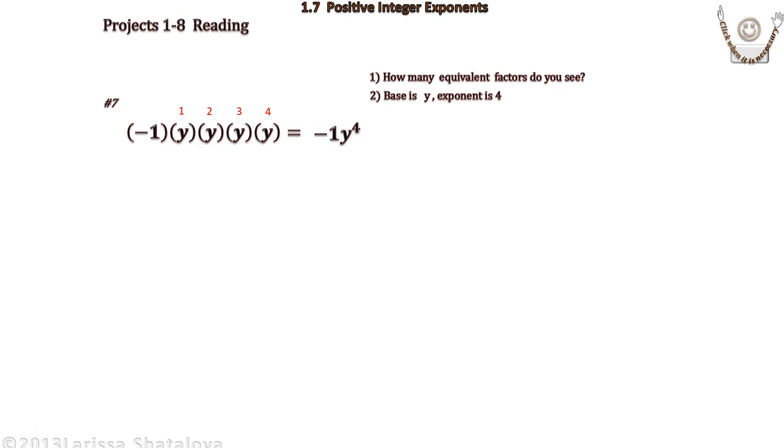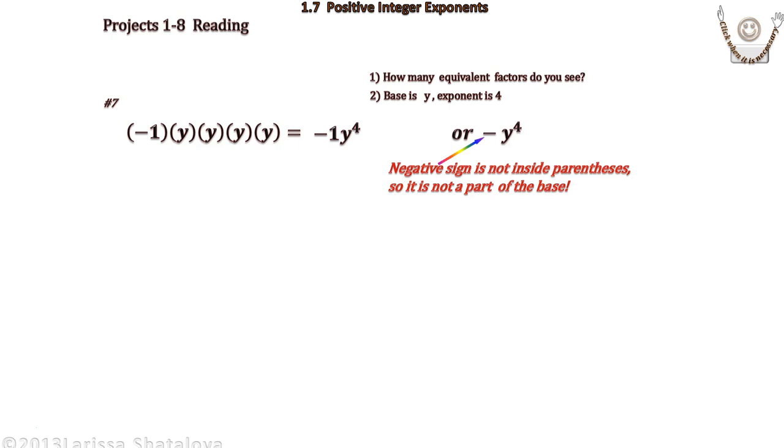Now, it's a tricky example because it can be shown as a negative sign up front and then y to the fourth power. Now the question is, how to read this? How to understand this? The negative sign is not inside of parentheses, so it's not part of the base. So we have to pretend that you can see that 1, even if you don't. So it will be -1 times y to the fourth power.